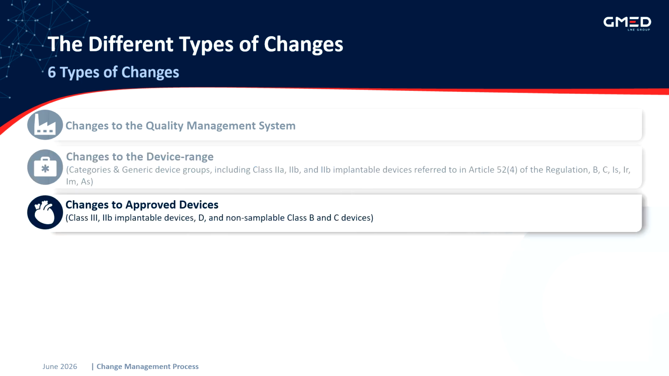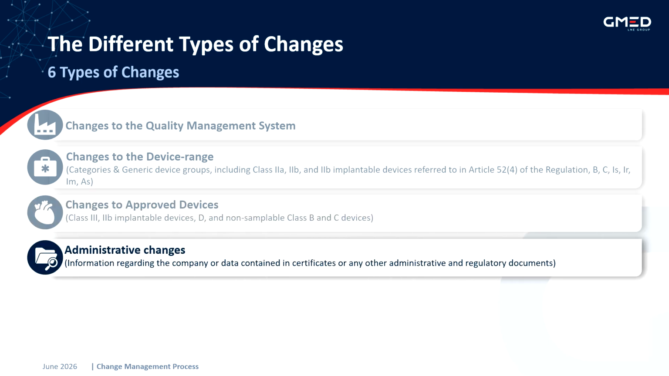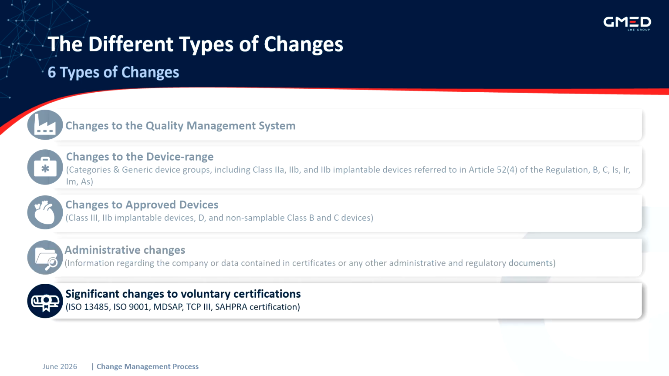Changes to approved devices, meaning devices covered by a product certificate and therefore not subject to sampling. Administrative changes, which impact information regarding the company or data on the certificate or any other administrative or regulatory document, such as the certification contract signed with GMED. Significant changes made in the context of voluntary certifications, ISO 13485, ISO 9001, MD-SAP, TCP3 or SOCPRA certification.